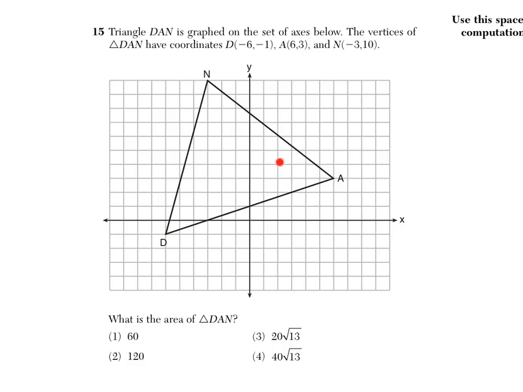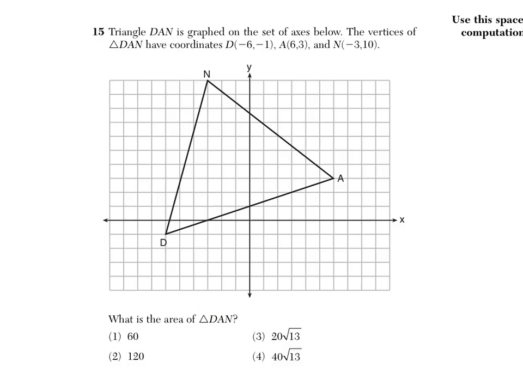A few different methods we could use. We could use the shoelace method. Alternatively, we can use the decomposition method, which is when we box in this triangle and then subtract out the area of this triangle and this triangle to get the area of triangle DAN. And in fact, that's what we're going to do right now.